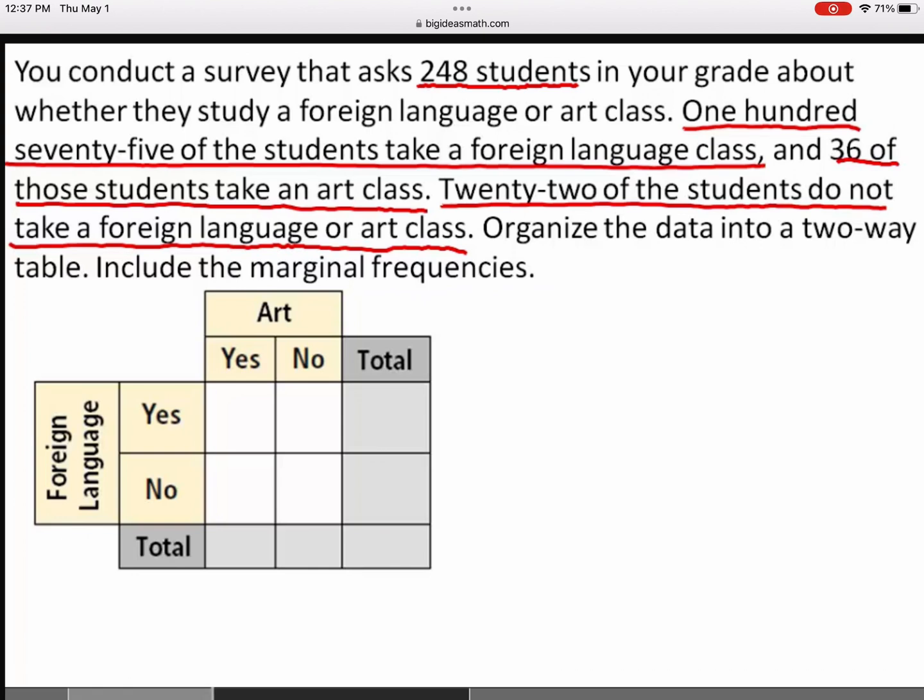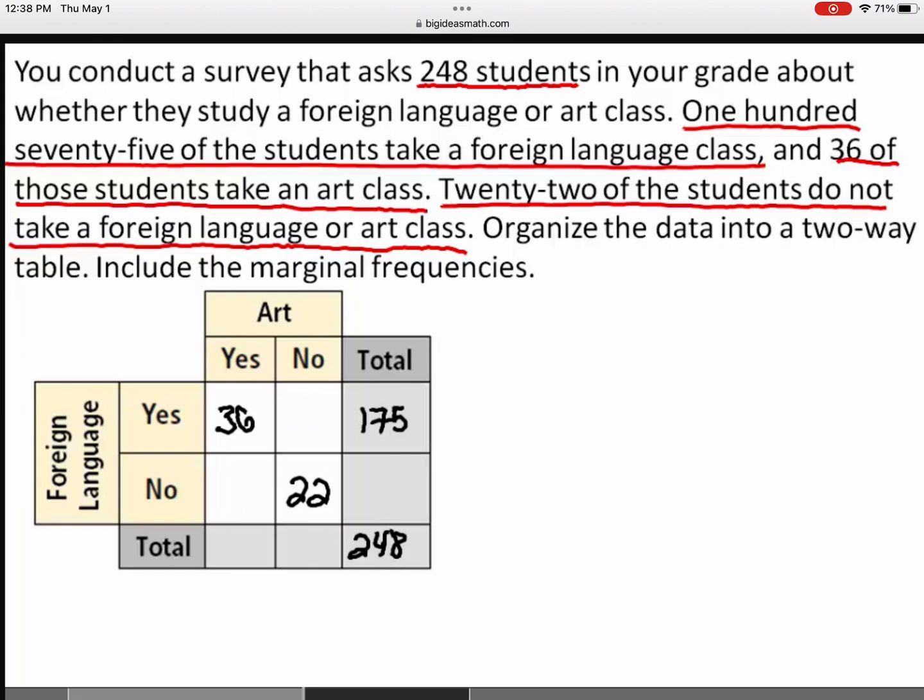You are given that a total of 248 students were surveyed. A total of 175 of the students surveyed take a foreign language class. 36 of the students that take a foreign language class also take an art class. And 22 of the students do not take a foreign language or art class. Now use reasoning to fill in the missing joint and marginal frequencies.